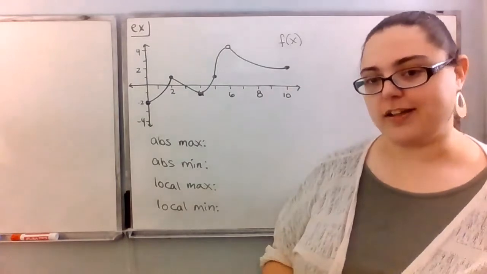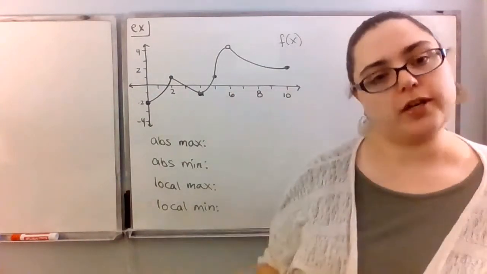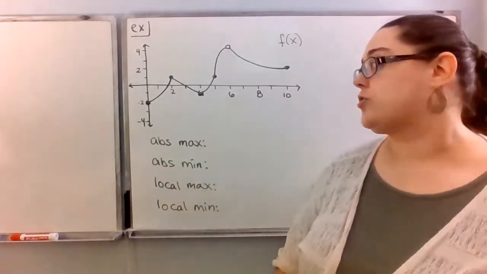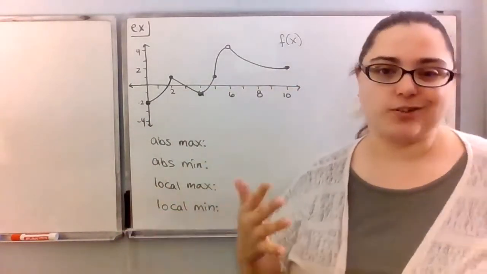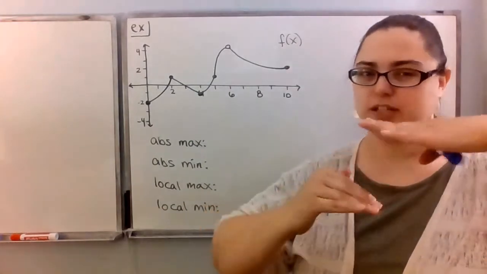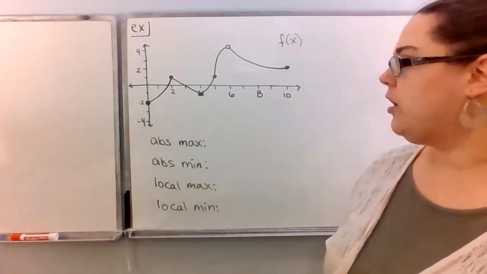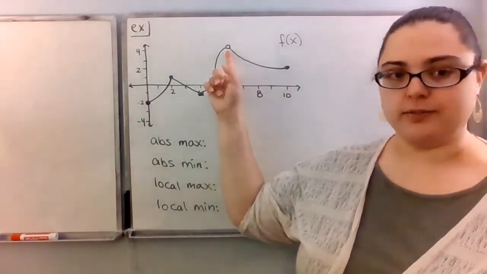So when I find absolute max and min, I look at the whole function and I say, where's the highest point? Where's the lowest point? So one thing to notice is this function doesn't have any arrows. So its domain doesn't include negative infinity or positive infinity. So it's kind of bounded for its range and for its domain. When I look for the absolute highest point, it looks like it's going to be at this open circle here.